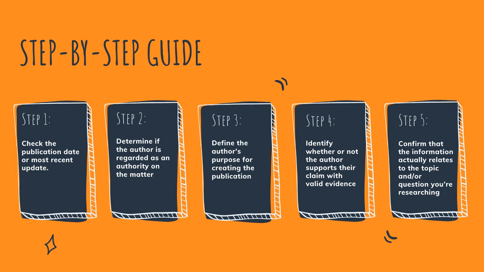So after we've checked the publication date and made sure that this is an up to date piece of information, then we're going to go to number 2, and that is when we're going to determine if the author is regarded as an authority on the matter. So does this author really know what they're talking or writing about? And how do we do that? We need to dig a little deeper and look at the author's background. So, what's their work experience? Have they worked recently? Are they really working in the field that they are claiming to be an expert on? What's their educational background? What background or what experiences have they had in life that make them an authority on the matter?